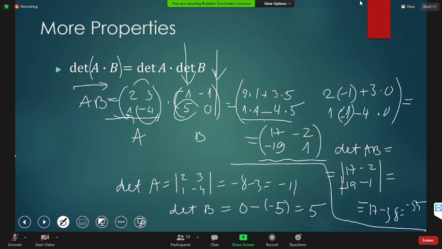And we see that the product of the two separate determinants is minus 55 as well. Minus 55 is the product of the determinants, and at the same time, the determinant of the product is also minus 55, if we get the numbers correct.